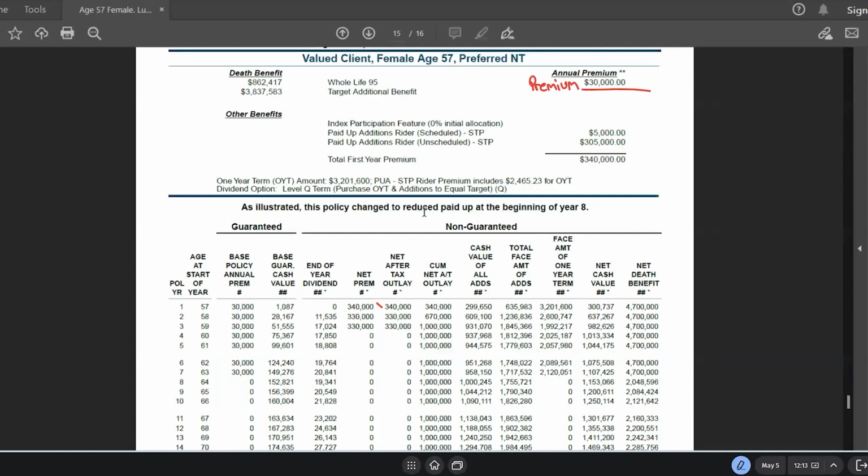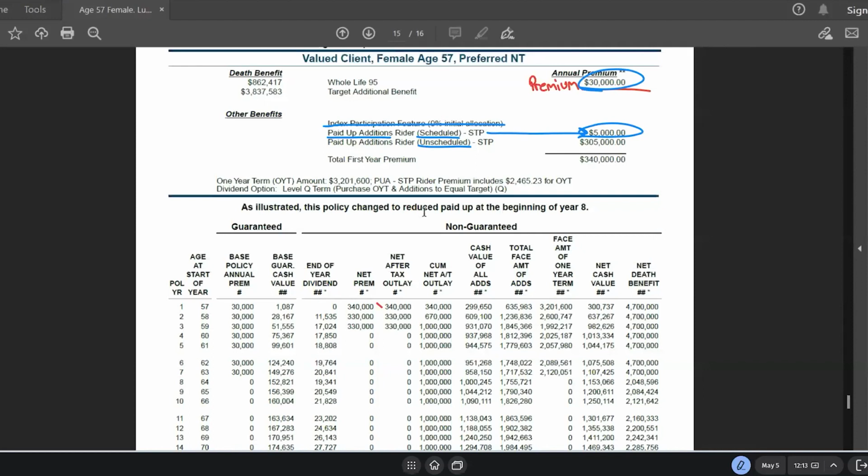Then below that, what do you see? Not this indexed participation feature, that's at 0%. We're going to ignore that in this video. We see this term. Remember a PUA rider, paid up additions, there it is. Now you'll see scheduled and also unscheduled. We've got $5,000 scheduled. So what that means, if this is you, the amount that you will be billed for every year is the premium and the scheduled PUA. $35,000 per year is the minimum.